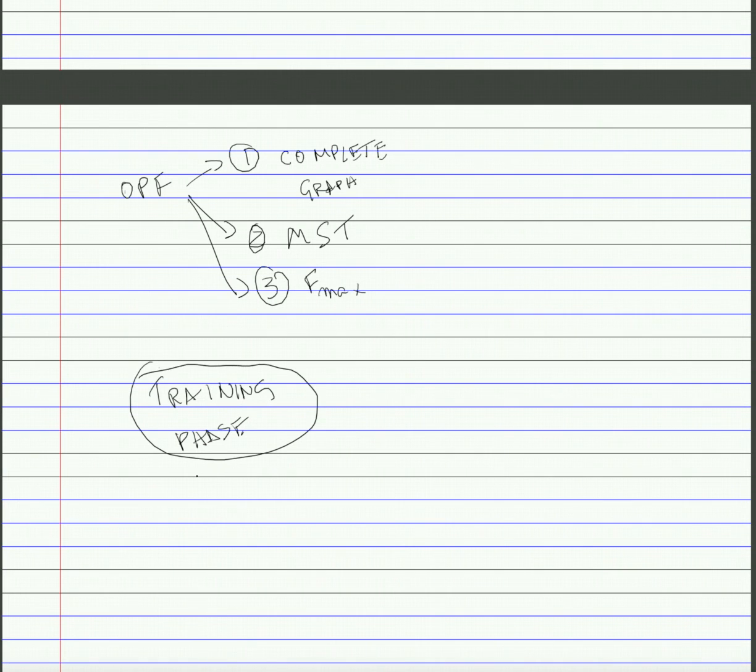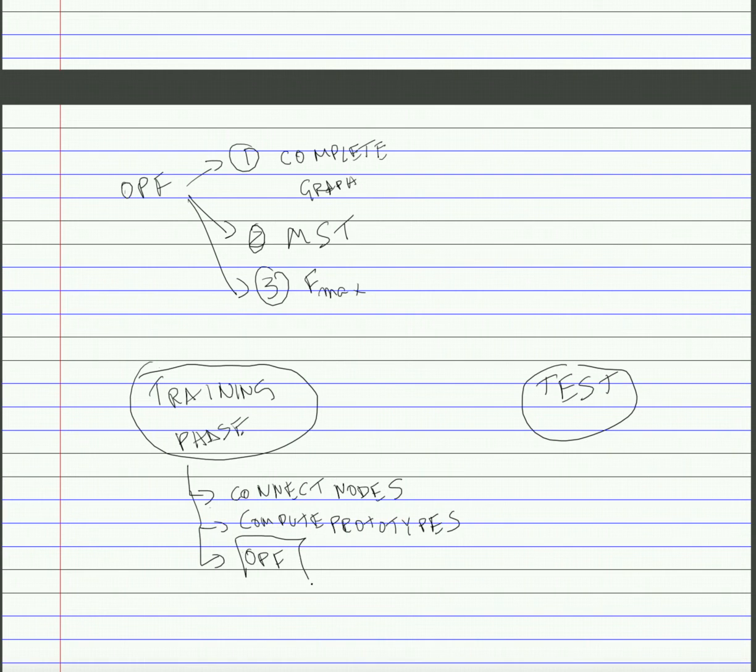The training phase aims at, as we have seen, building the Optimum-Path Forest. So basically, we connect nodes using the adjacency relation. We compute prototypes by means of the MST. Then we just execute the OPF algorithm, the competition process. And the output of the training phase is just the Optimum-Path Forest.